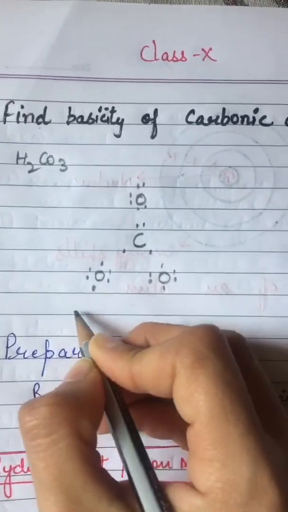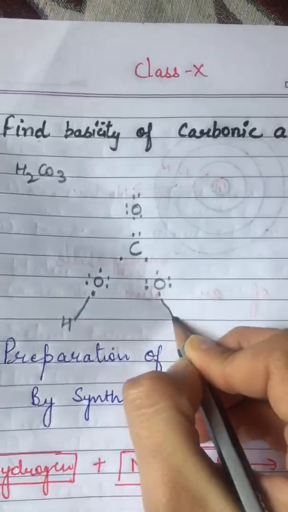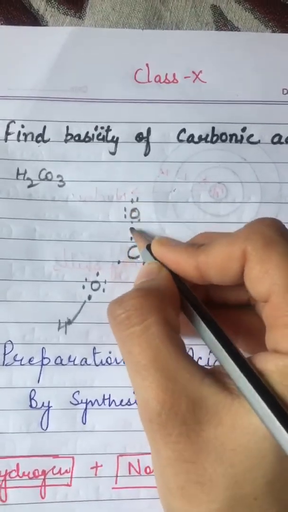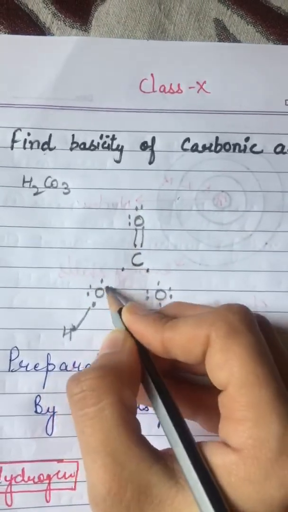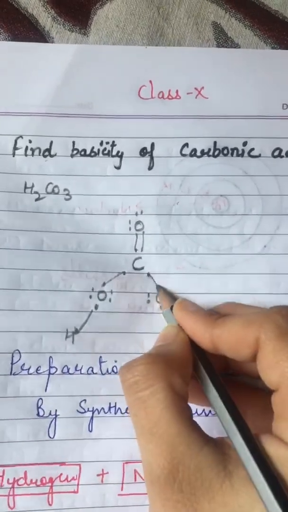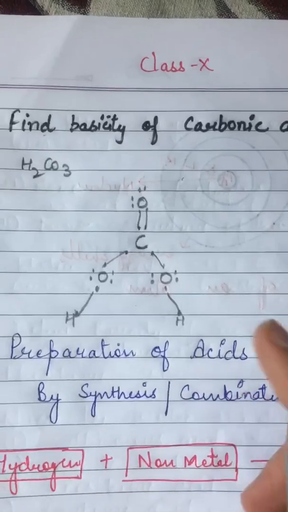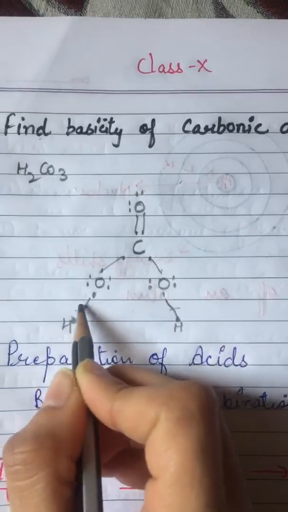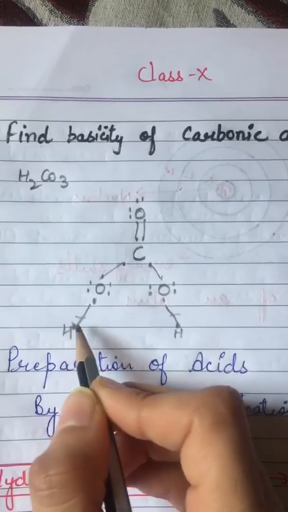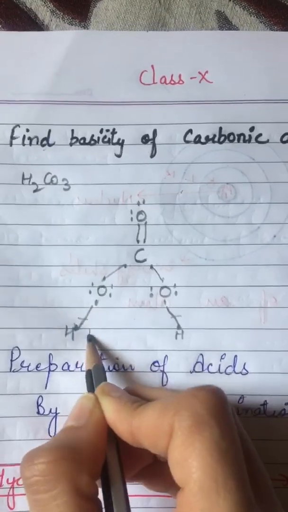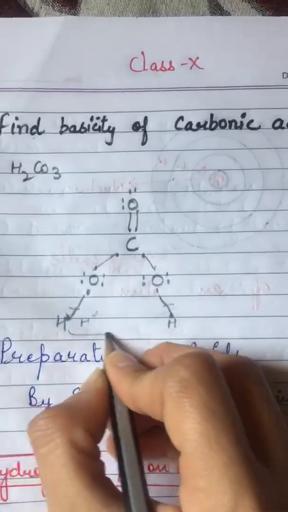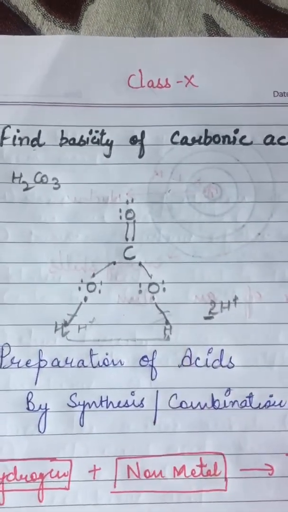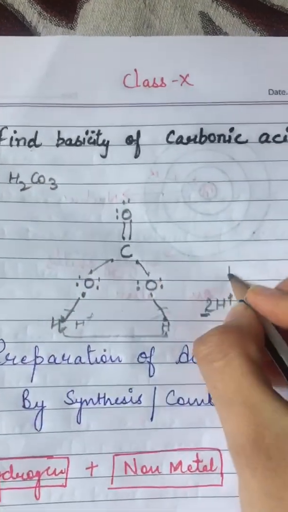H2, one H is attached here, another H here. Understand? Each has 1 to 8 electrons, complete. Now, I have told you about the number of replaceable H. These two are replaceable, as they are attached to oxygen. Oxygen will take its electron, leaving behind H positive. So 2 H positive ions can be replaced from this, so its basicity is 2. It is dibasic. So H2CO3 is dibasic.